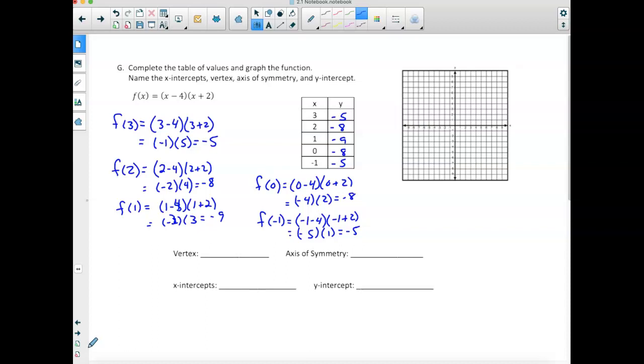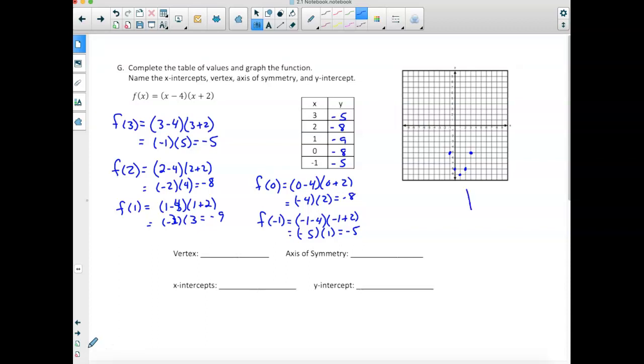I'm going to come here and plot 1, 2, 3, 4, 5. So I got a point here. And then I got 2, negative 8, which is going to be here. And then I got 1, negative 9. Then I get 0, negative 8. And then I get negative 1, negative 5. Okay, and I can connect those. I'm not going to connect those yet, but I can see portions of this.